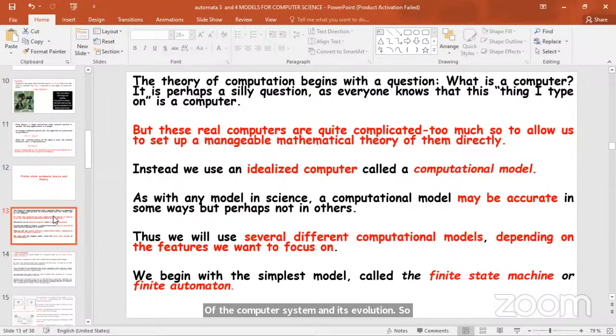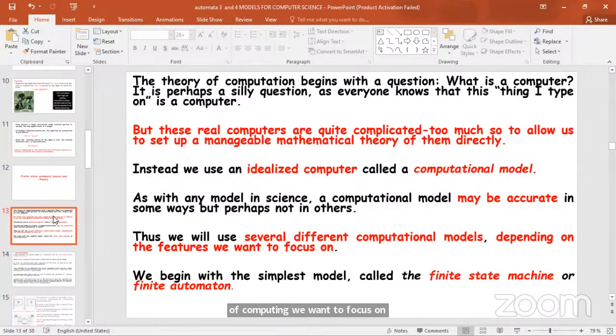As with any model in science, a computational model may be accurate in some ways, but perhaps not in other ways. Thus, we will use several different computational models depending on the feature we want to focus on. So for some models, we have the finite state machine, the transducer and the translators, the pushdown automata, the Turing machine and a host of others, depending on what aspect of computing we want to focus on.